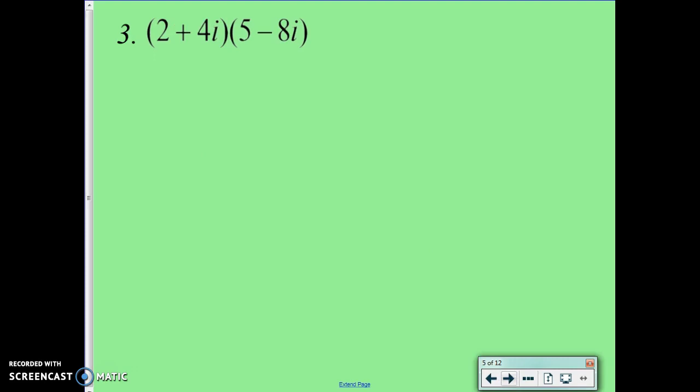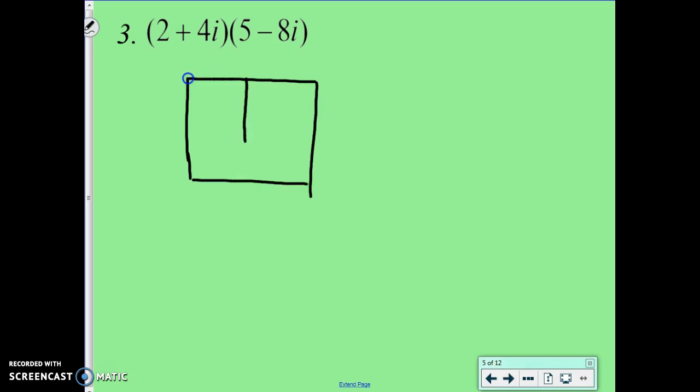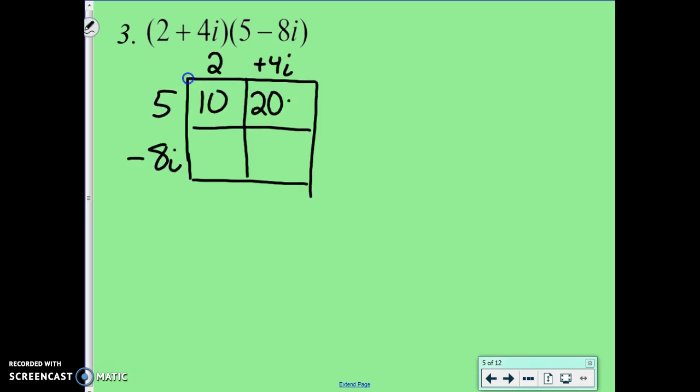On our fifth example here, now we have two coefficients on i. Not really changing anything, still the same type of problem. Again, start with a 2 by 2 Punnett square. 2 plus 4i, 5 minus 8i. 5 times 2 is 10. 5 times 4 is 20. Bring down your i. Negative 8 times 2 is negative 16. Bring down your i. Negative 8 times 4 is negative 32. We're multiplying the coefficients. The exponents on i are 1 each, so it's going to be i squared.